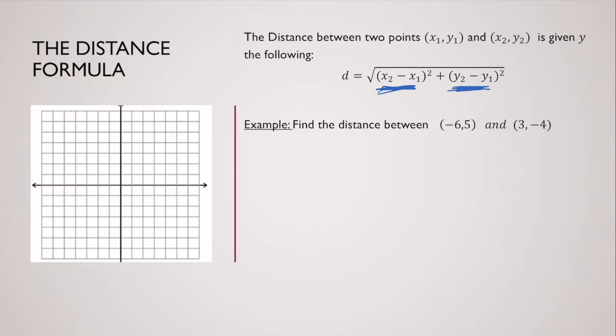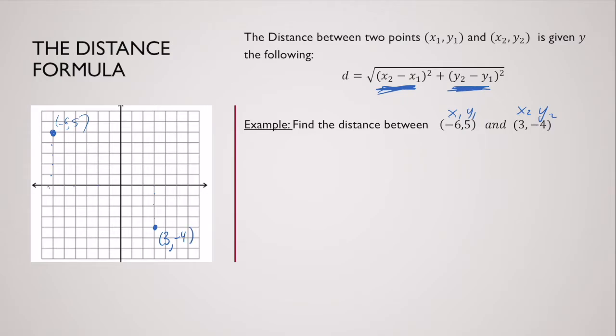So let's find the distance between the point where x is negative 6 and y is 5, and the point where x is 3 and y is negative 4. So I'm going to draw these points. When x is negative 6, 1, 2, 3, 4, 5, 6. Y is 5, 1, 2, 3, 4, 5. And when x is 3 and y is negative 4. So let's go ahead and find the distance between these 2 points.